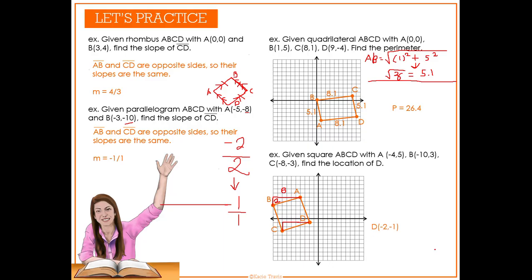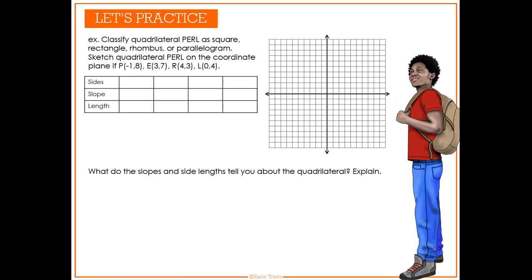All right, last one that we got here. We're trying to go through and classify this just like we did at the beginning of our notes. So go through and take a look back at that if you are unsure. First step, let's graph our points. Next step, let's name our sides. Third step, let's calculate some slopes. PE, ER, RL, and LP. Those are our slopes here. We got negative 1 over 4. I got negative 4 over 1. I got negative 1 over 4. I got negative 4 over 1.